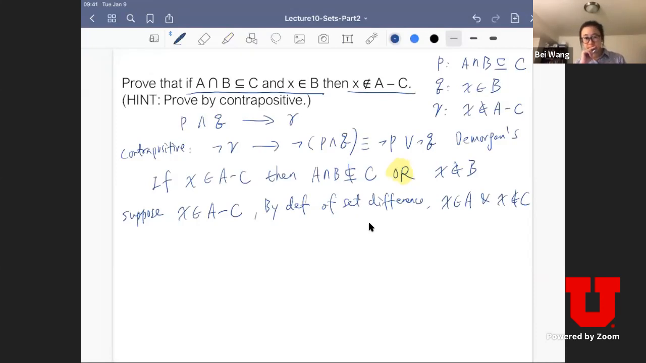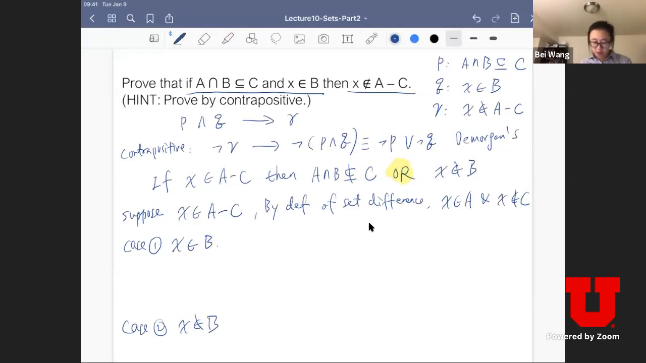So we're talking about X is in A and X is not in C. And specifically, we want to know what is the relation between X and B. So I have two cases. Case number one is when X is in B, and case number two, X is not in B.